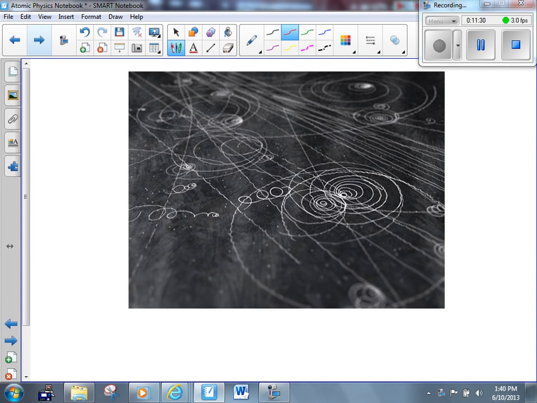Now, what probably caused these to go in circles was maybe a magnetic field that was introduced. We introduce a magnetic field in here. We look at which way these particles bend as a result of that magnetic field, and we can determine what kind of particle they are, positive or negative.